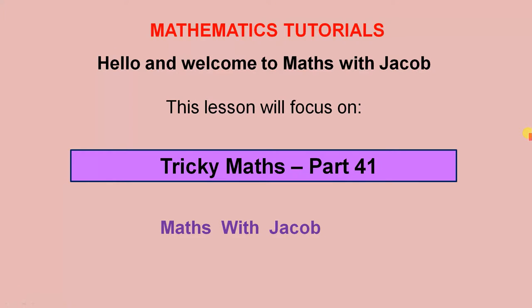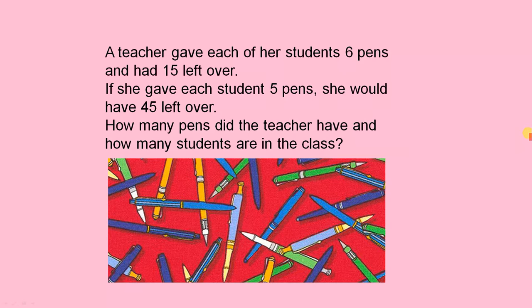This lesson will focus on Tricky Maths Part 41. A teacher gave each of her students 6 pens and had 15 left over. If she gave each student 5 pens, she would have 45 left over. How many pens did the teacher have, and how many students are in the class?